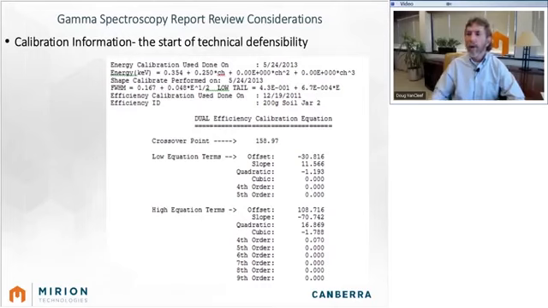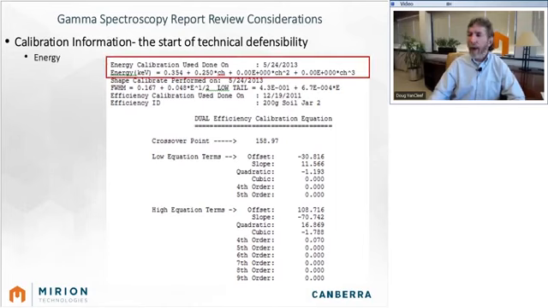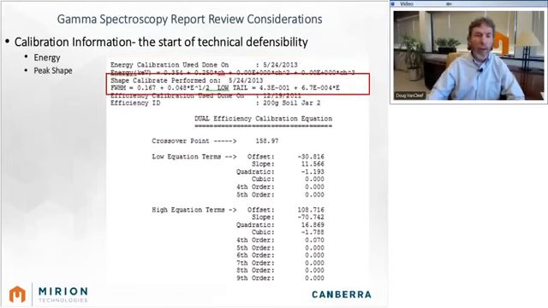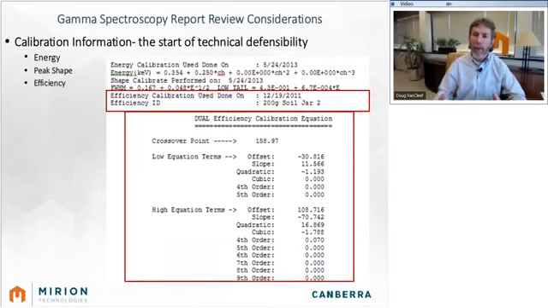Then we move on to some of the calibration information, which I consider to be the start of technical defensibility for an analysis report. We should be able to have equations, or at least pointers to where we can find the equations for our energy and our shape calibrations. We should also have, either in the report or in something in the report that points to where I can find this information, efficiency parameters, so that if I choose to, I can confirm the efficiency at individual energies.